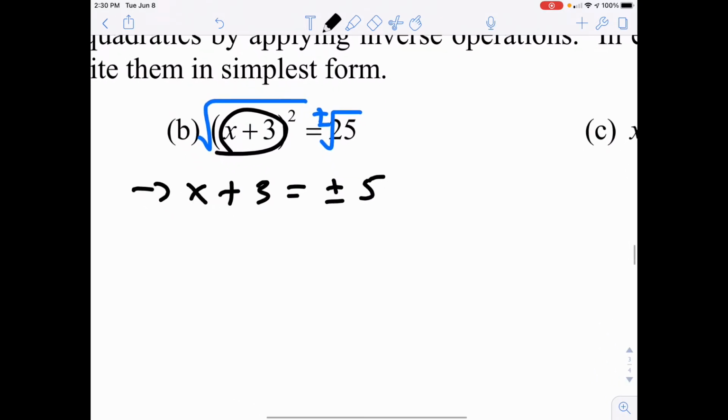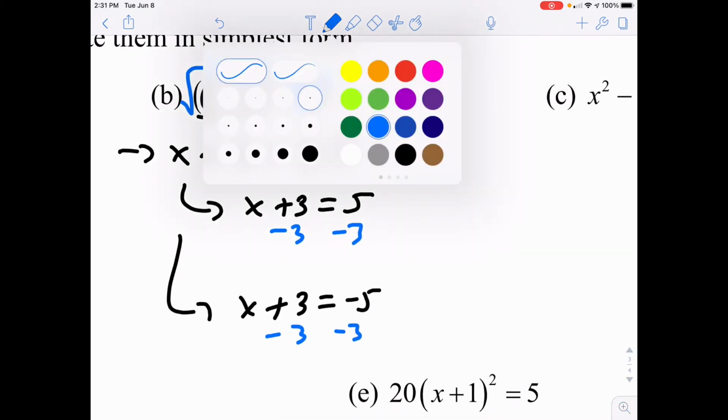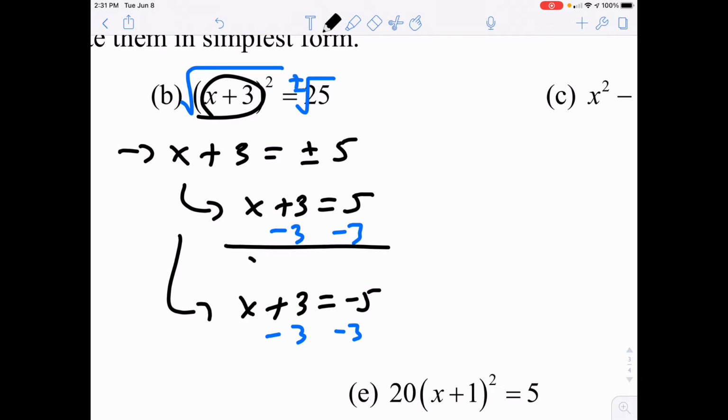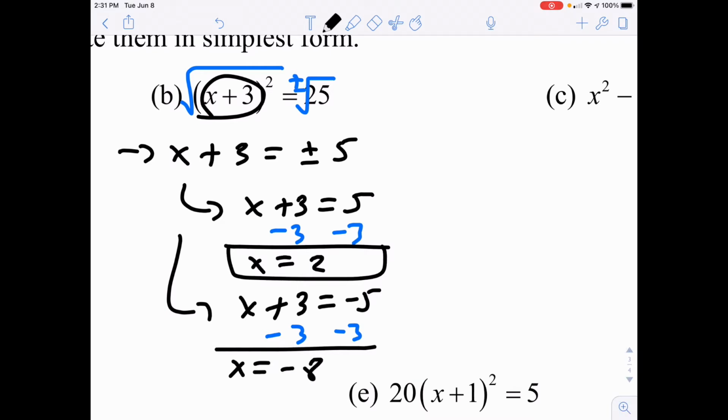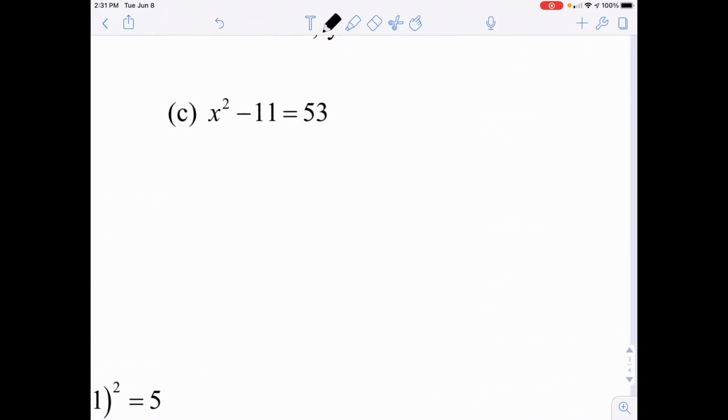Now, what I would do at this point is rewrite this as two separate equations. So x plus 3 equals 5, and x plus 3 equals negative 5. x equals 2, and x equals negative 8. Letter C.